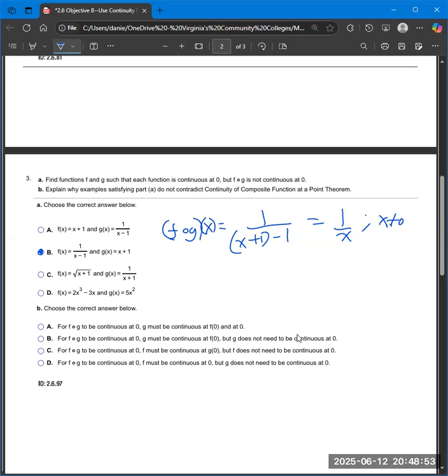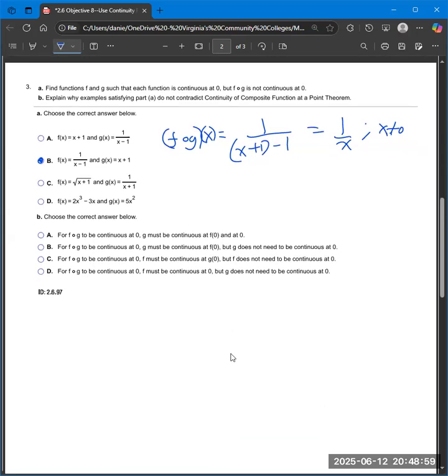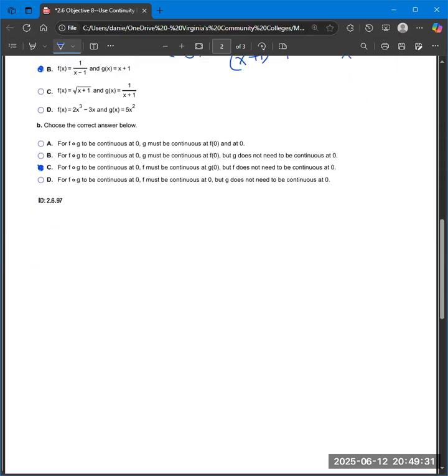Choose the correct answer below. For f of g to be continuous at 0, f must be continuous at g of 0, but it does not need to be continuous at 0. So that's C. All right, I believe that's it.